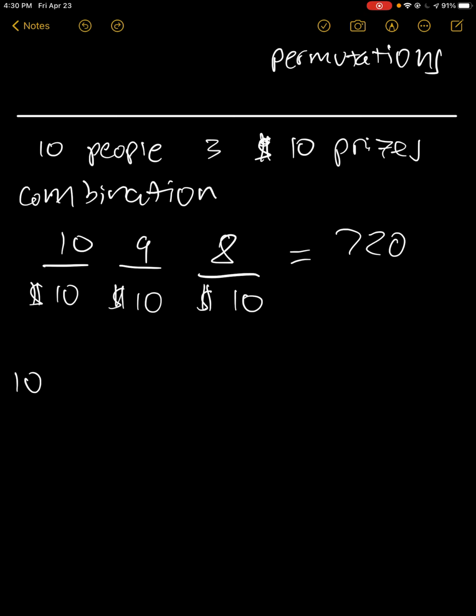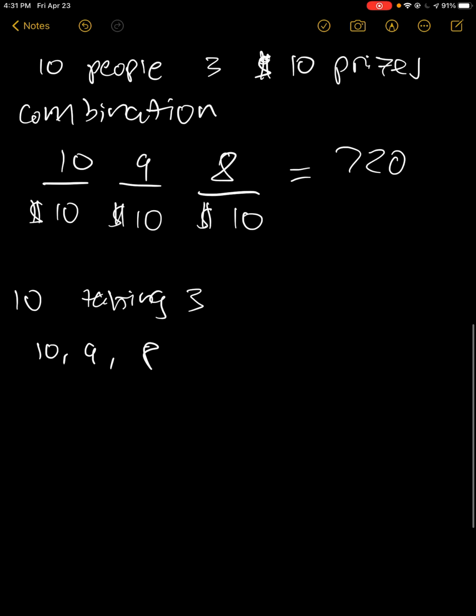We're taking 3, right? We know that, let's just look at person 10, person 9, and person 8. We want to see about how many ways we can write this where the order would matter, right? Where we can rearrange everything.